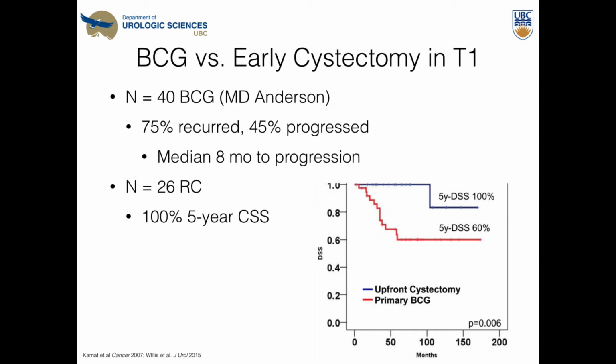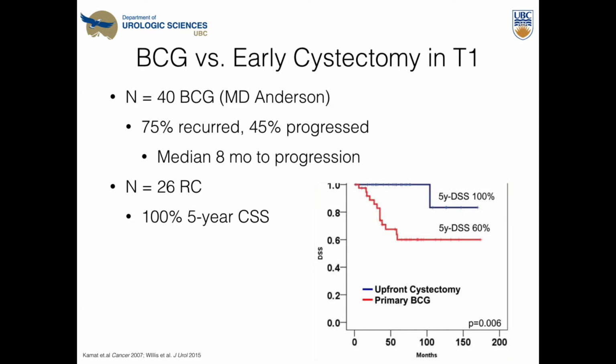They had 40 patients who were diagnosed with T1 micropapillary disease, and 26, so about 40 of those went to BCG. 26 had cystectomy up front. Of the BCG group, results were dismal. 75% had a recurrence. 45% progressed to muscle-invasive disease or worse. In fact, they progressed quickly. It only took them a median of 8 months to progress to muscle-invasive disease.